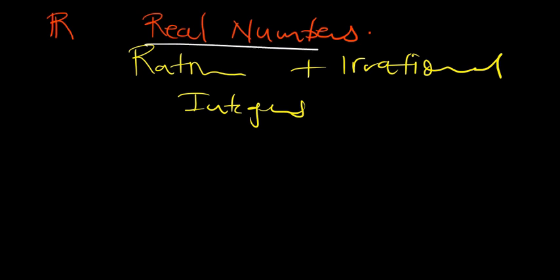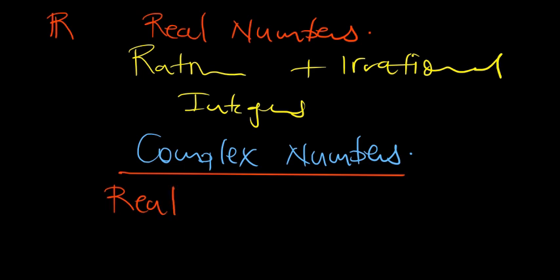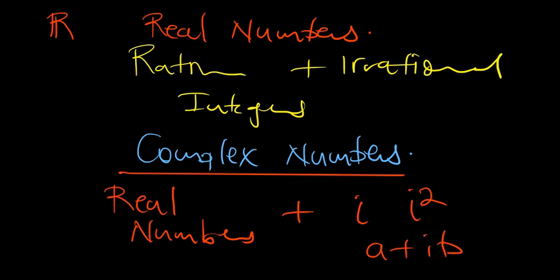Now, is this the biggest set of numbers that we have? No. There's what we call complex numbers. So complex numbers is the biggest set of numbers. All real numbers are complex numbers. So real numbers is a subset of complex numbers. Now, what makes complex numbers different or a bigger set is that it involves the imaginary numbers, the i squared. So numbers that you're able to express in the form of a plus ib are all complex numbers.